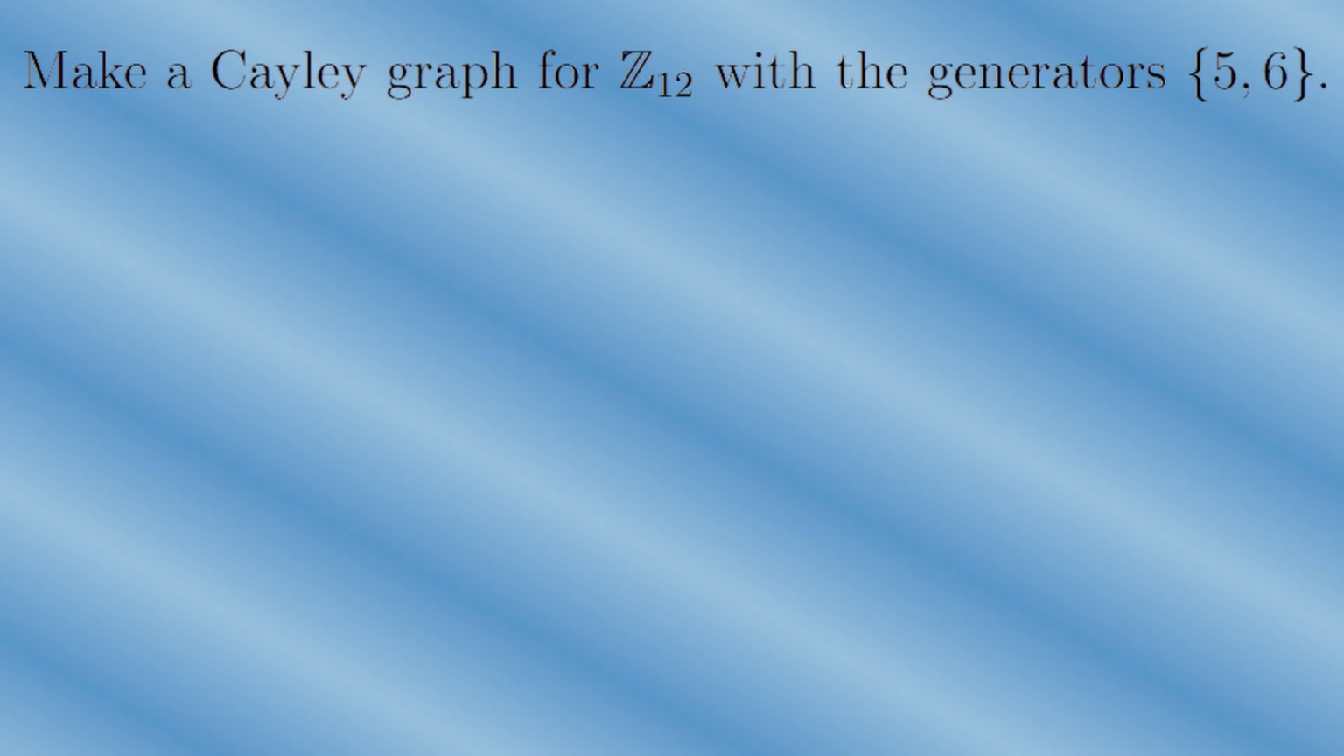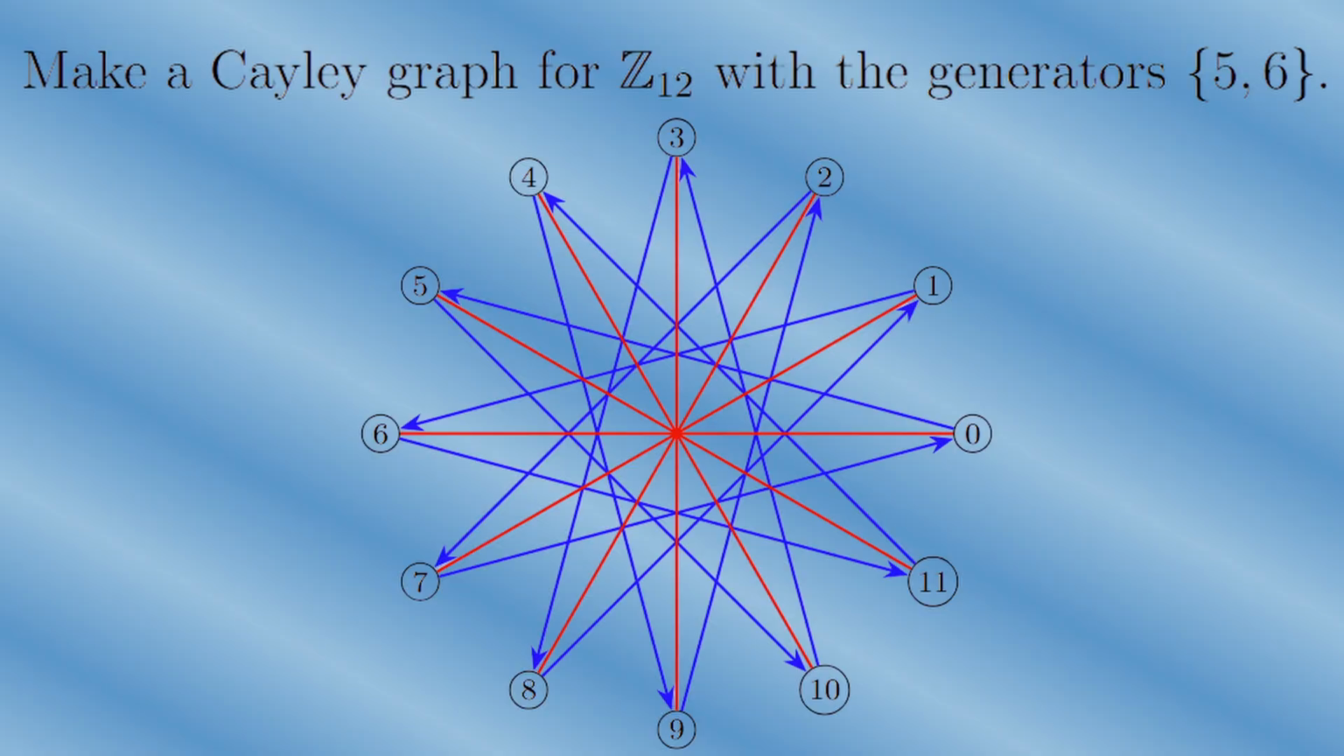Exercise 1: make a Cayley graph for Z12 with the generators 5 and 6. We place the 12 elements on a circle. The generator plus 5 yields a directed 12-cycle, since 5 and 12 are coprime. And the generator plus 6 is an involution, which means it's just back and forth. It's essentially Z2, so those edges are undirected pairings across the circle. Our diagram looks like this. If you drew it differently, let me know in the comments.